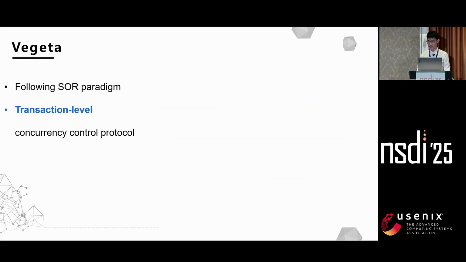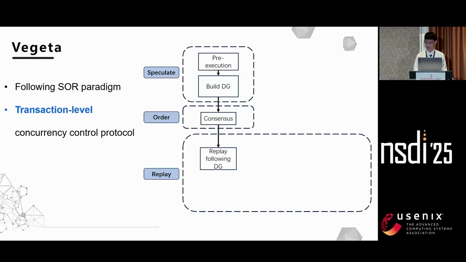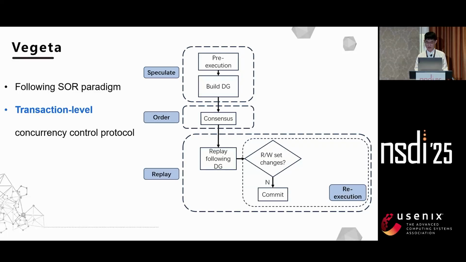We also instantiate our framework through Vegeta. Vegeta is a transaction-level concurrency control protocol and follows the SOR paradigm. We pre-execute transactions and build a DG. The DG is the dependency graph in the speculation phase, and then we order proposals using consensus. When replaying, we follow the DG to execute transactions and validate their read and write sets. If some transaction's read and write sets change, we say that it is invalid and re-execute it at the end of the block.